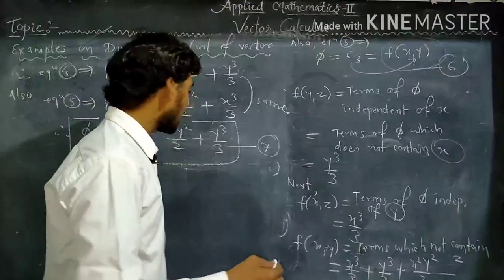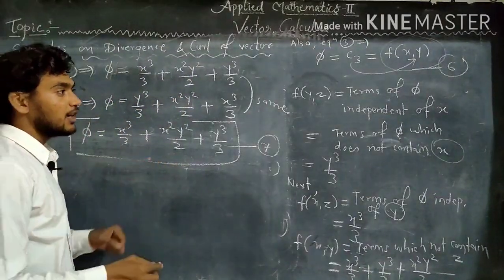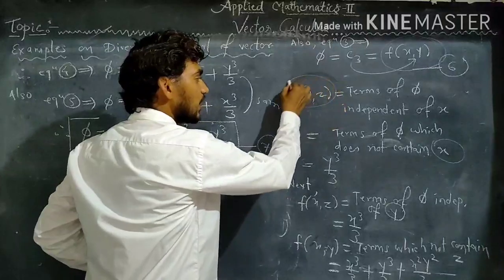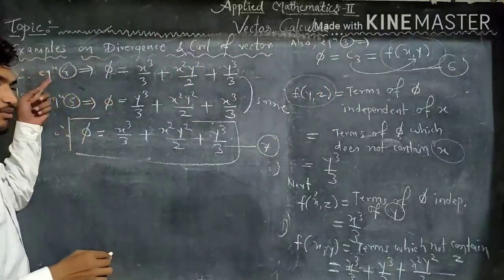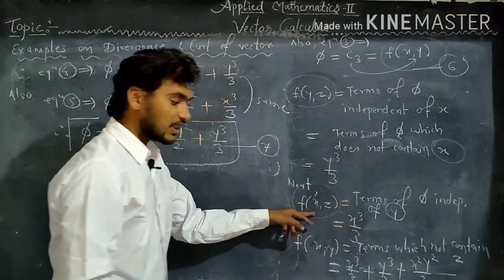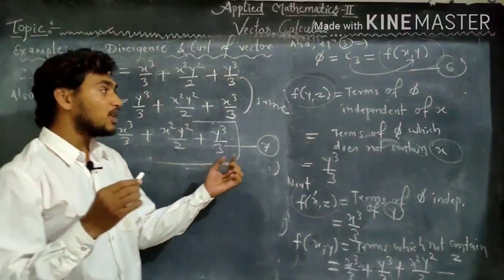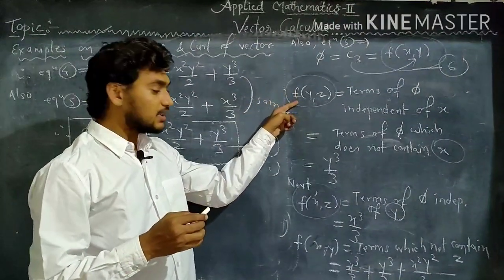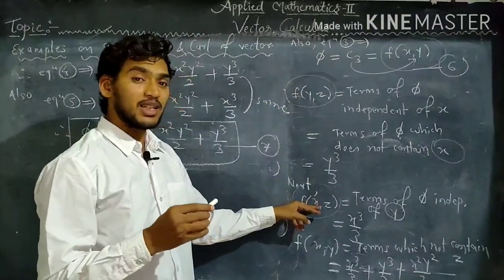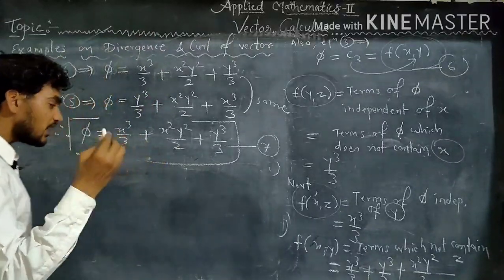This equation 7 is obtained by putting the constant f of yz in equation 4 and by putting the constant f of xz in equation 5. So let's check whether the constants f of yz and f of x comma z are right or not. That is verification.